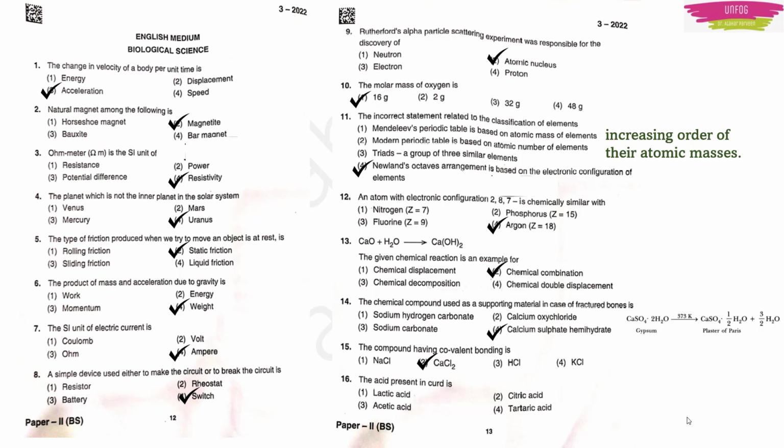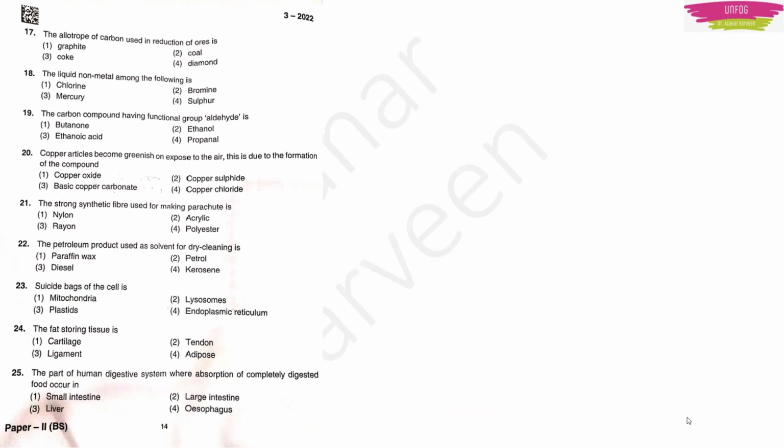Question number 16. The acid present in curd is. It should be lactic acid. Curd or milk, the acid present in it is lactic acid. Next question. The allotrope of carbon used in reduction of ores is. Actually, this is known as carbon black, also known as coke. So option 3 is the right answer.